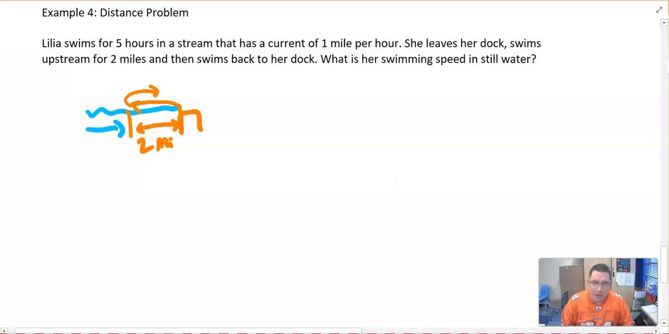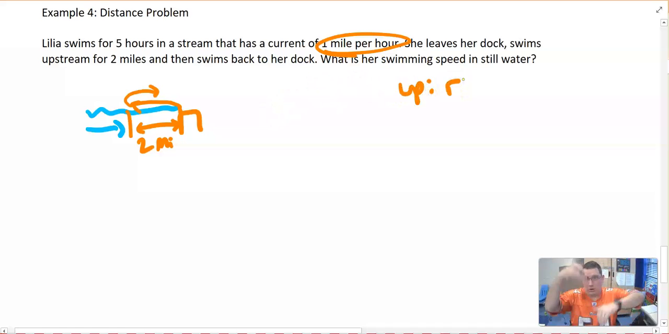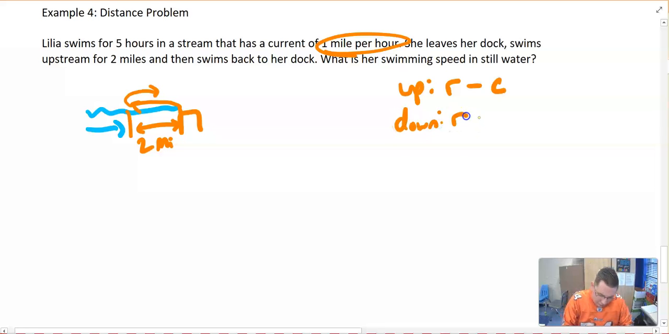When we look to set it up, we need to understand that the current is affecting her in both directions, right? So when you're swimming upstream, it's your rate of swimming, r, minus the current, however much that's pushing against you. And when you're swimming downstream, it's your rate that you can swim or paddle or whatever you're doing, plus the current. Same thing happens with airplanes and air. When you're heading LA to New York, you add the current because you've got a tailwind, and you've got a headwind going New York to LA. So that would be what we set up there.